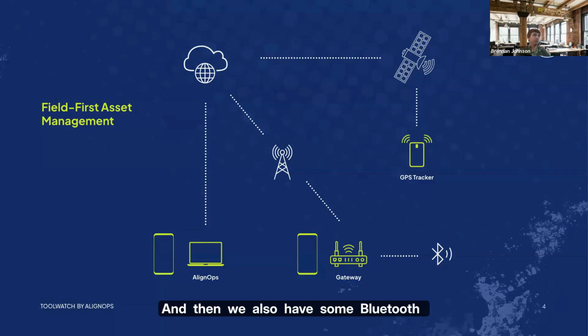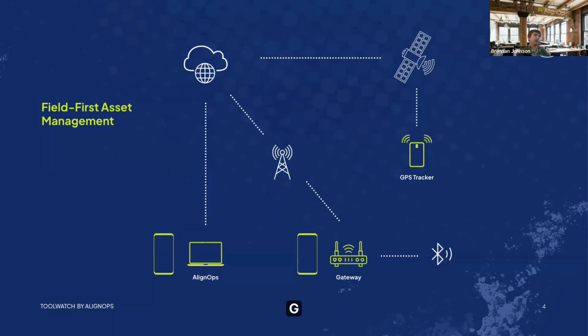And then we also have some Bluetooth capabilities where you can have Bluetooth tags linked to your tools and let your assets interact with gateways, which then feed that data to ToolWatch Cloud. So your tools are working for you and providing the data that would traditionally be manually captured. And then we also have our GPS capabilities where you are getting the exact geo coordinates of your assets that are tagged with GPS. No need for gateways. They're communicating via satellite directly with ToolWatch.